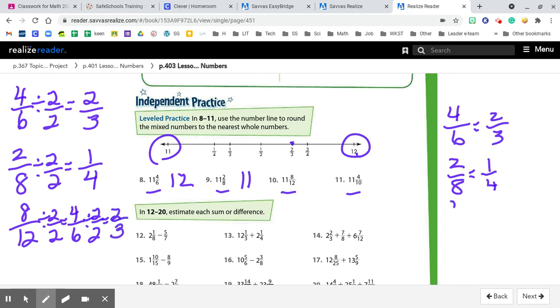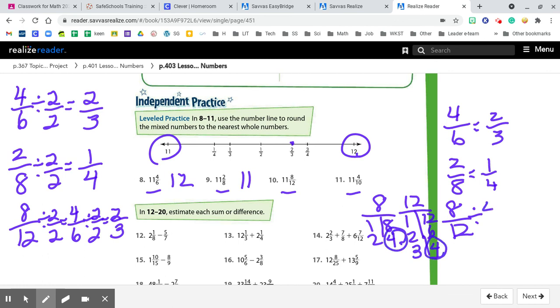Or when I was at that 8/12, I could reduce this fraction by finding the greatest factor in 8 and the greatest factor in 12. 1 times 8, 2 times 4, 1 times 12, 2 times 6, 3 times 4. The greatest common factor is 4. So if I divide it by 4/4 right away, I will get 2/3. Quicker than doing all this wiggly stuff.